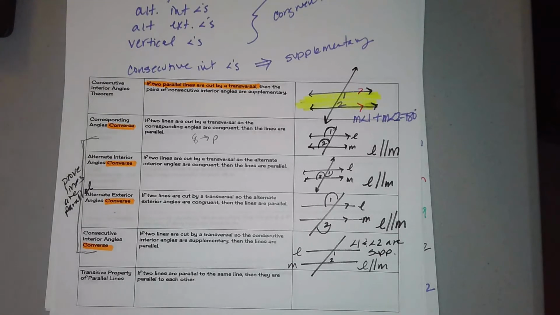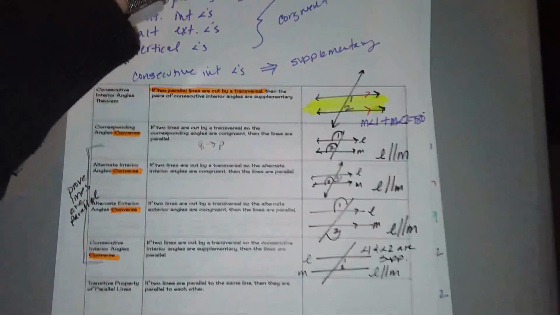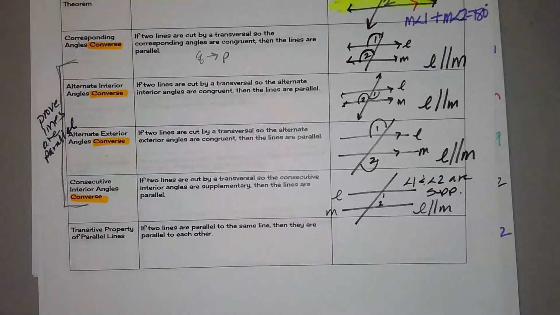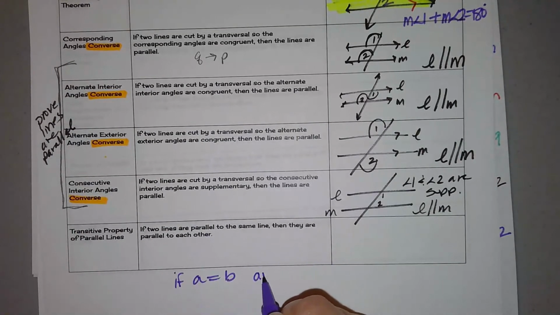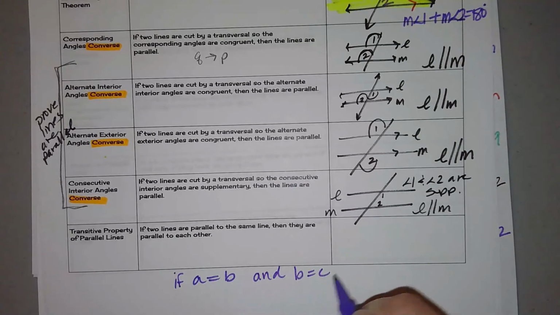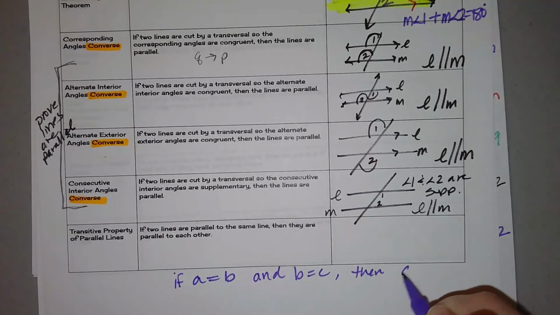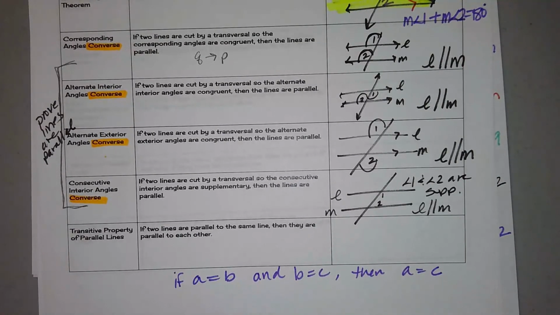We are going to do a couple more. Those were all the converse ones. Now let's talk about a couple extra ones. If you notice, the last one on this page says transitive property of parallel lines. So remember the transitive property? That's like if A equals B, and B equals C, then A equals C. So basically, if two things are equal to the same thing, then they're equal to each other.